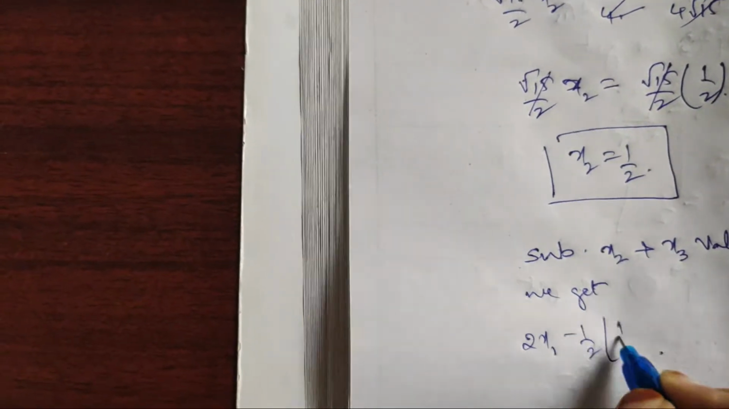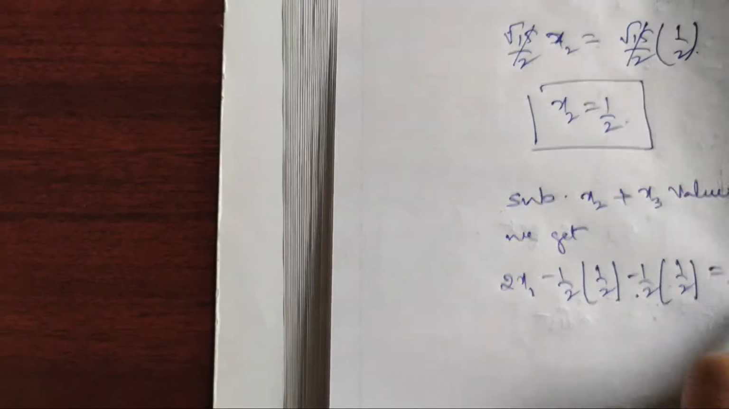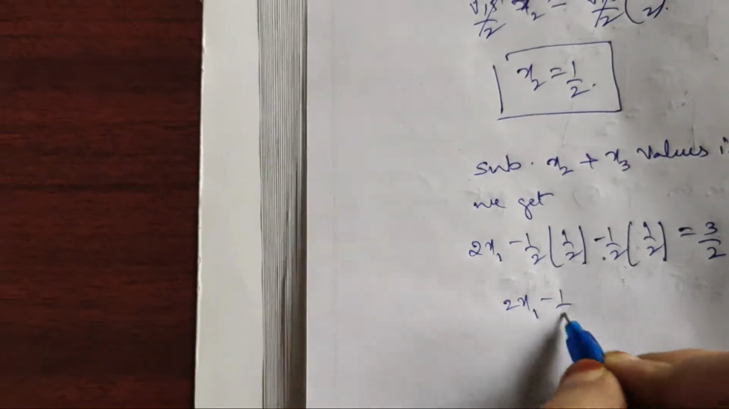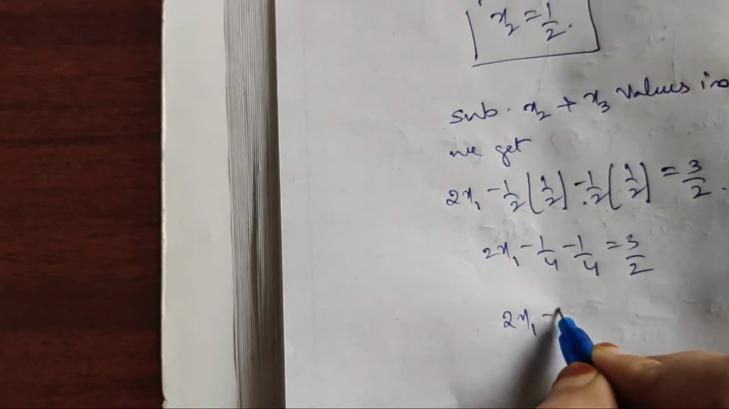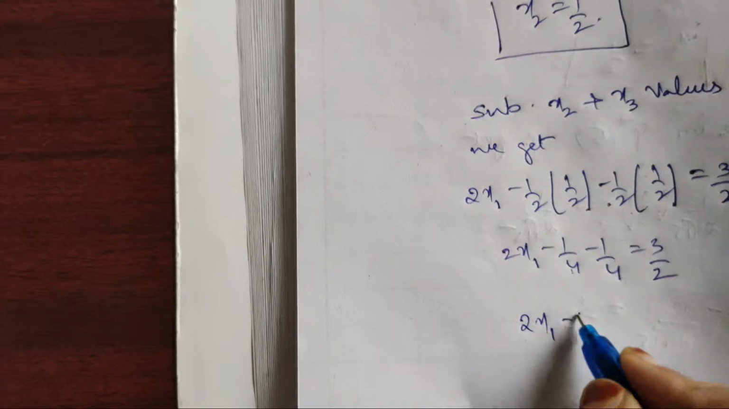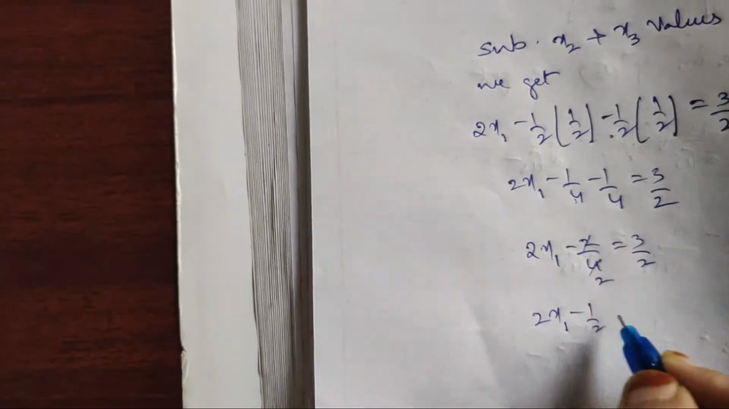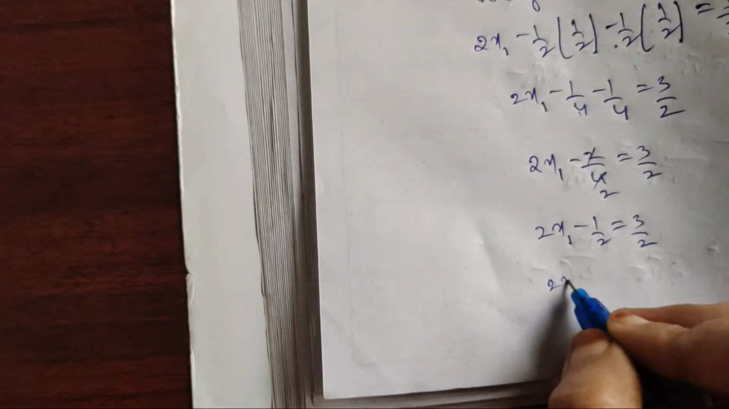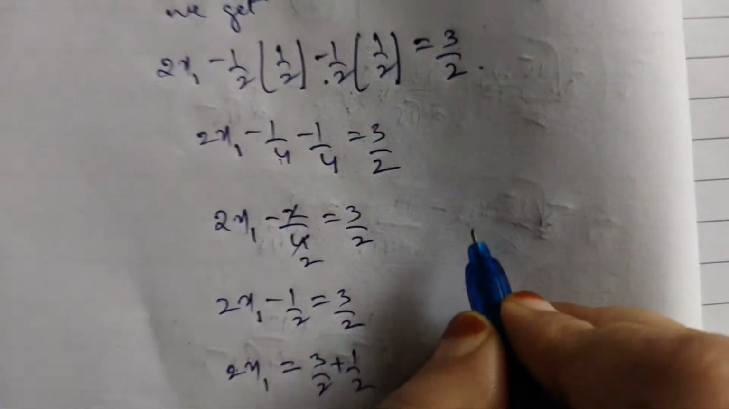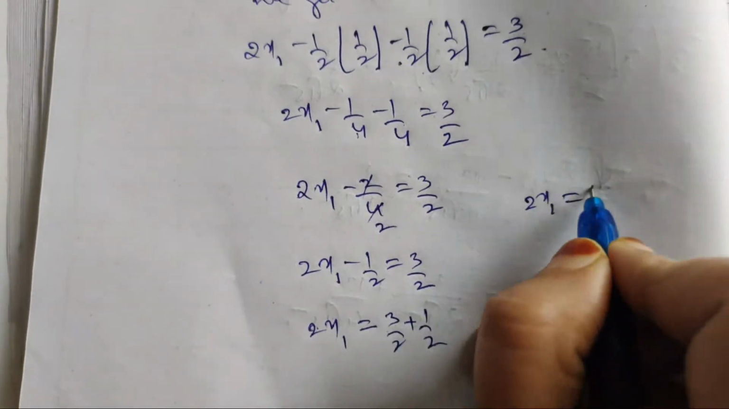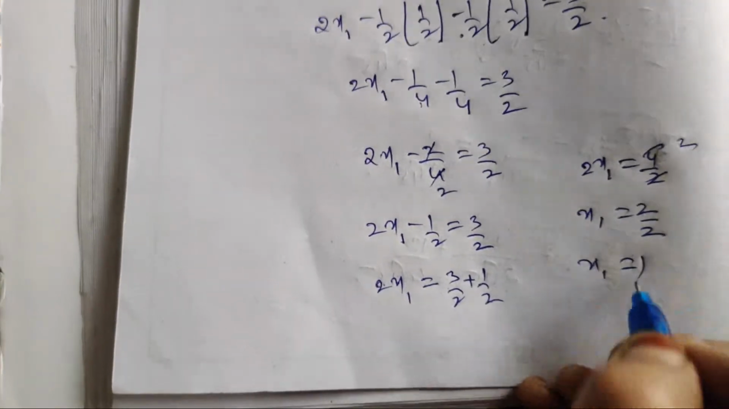2x1 minus 1 by 2 times 1 by 2 minus 1 by 2 times 1 by 2, which is equal to 3 by 2. 2x1 minus 1 by 4 minus 1 by 4 is equal to 3 by 2. 2x1 minus 2 by 4 is equal to 3 by 2. 2x1 minus 1 by 2 is equal to 3 by 2. 2x1 is equal to 3 by 2 plus 1 by 2. 2x1 is equal to 4 by 2. x1 is equal to 2 by 2. x1 is equal to 1.